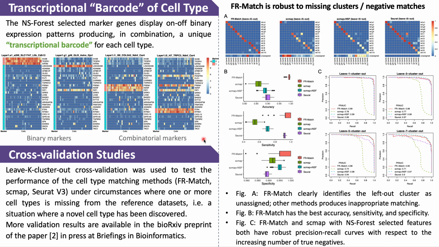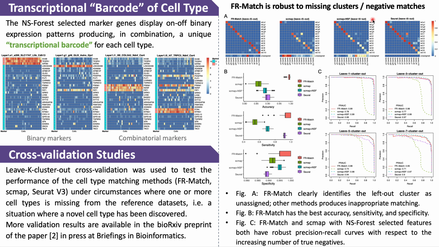We also show here cross-validation studies to compare the cell type matching methods FRMatch, scmap, and Seurat version 3. We show the leave-K-cluster-out cross-validation under circumstances where one or more cell types is missing from the reference dataset. That is the situation where a novel cell type has been discovered. The leave-K-out cross-validation proves that FRMatch is robust to missing clusters, aka true negative matches.